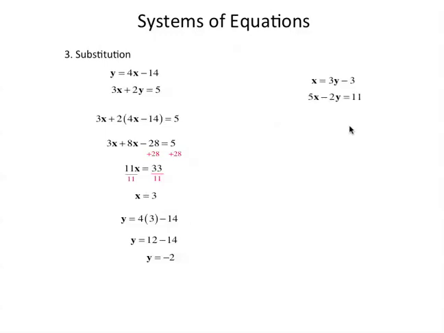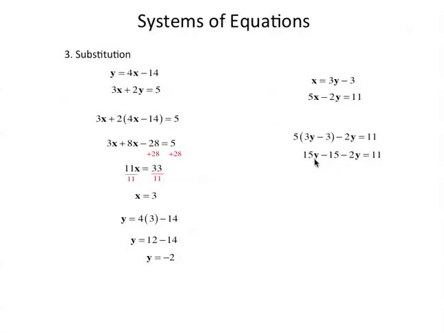Let's do another example. Here we have x is equal to 3y minus 3 and 5x minus 2y is equal to 11. So I'm going to replace the x from the first equation into the second equation. So instead of writing x, I'm going to write bracket 3y minus 3. So I have 5, open bracket, 3y minus 3, close bracket, minus 2y is equal to 11. Then the 5 is going to come in, multiply the 3y, and multiply the negative 3, giving us 15y, and 5 times negative 3 is minus 15, minus 2y.